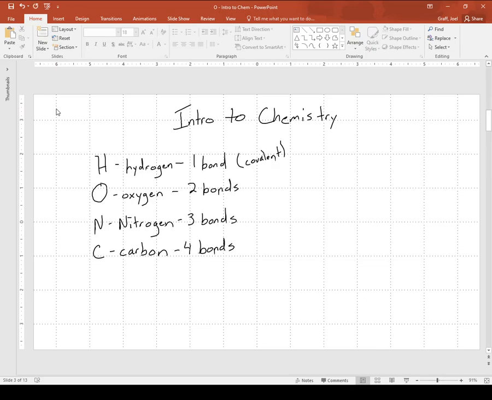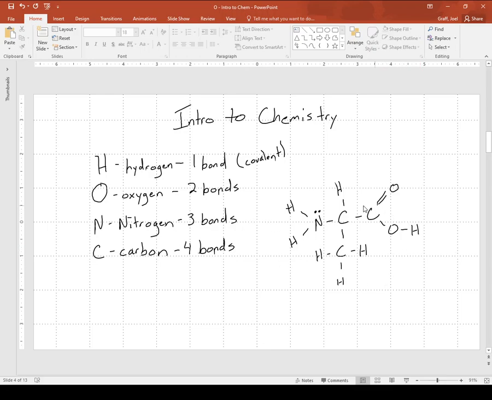And we're going to remember it as HONK because we're going to remember that hydrogen atoms like to make one covalent bond, oxygens like to make two, nitrogens like to make three covalent bonds, and carbon likes to make four bonds. Over here is an example of an organic molecule. It's an amino acid called alanine.